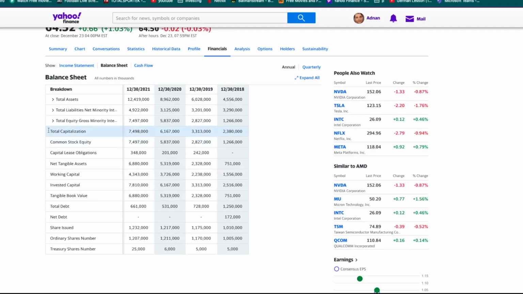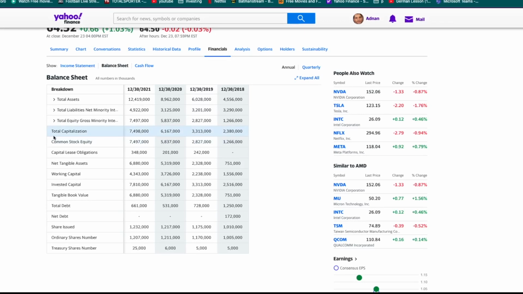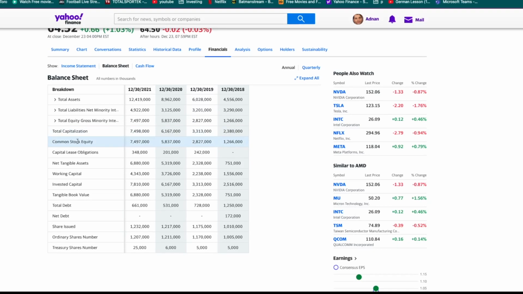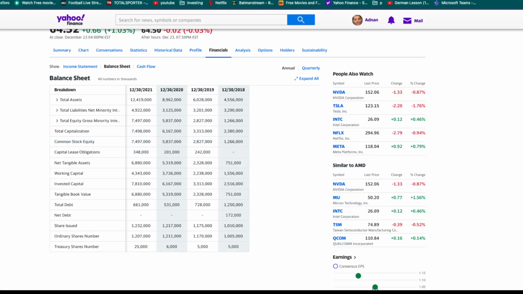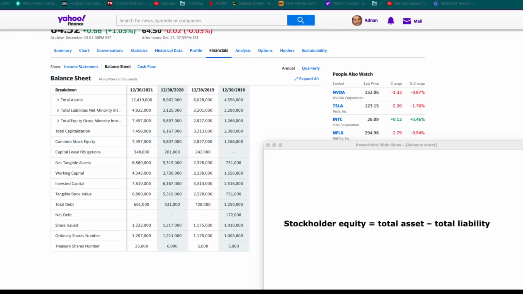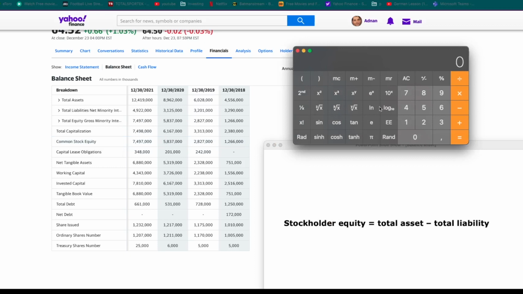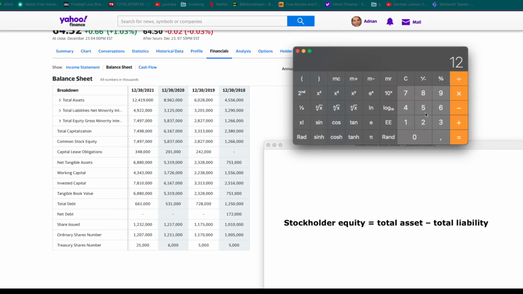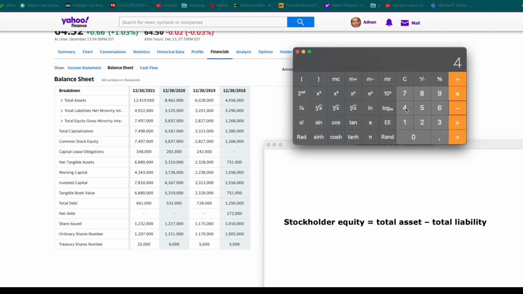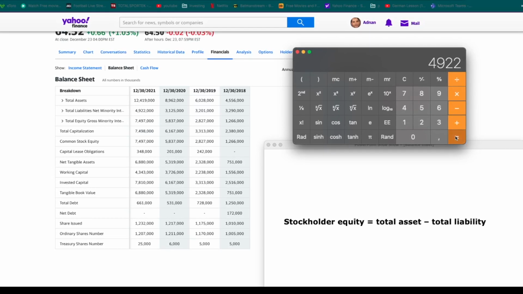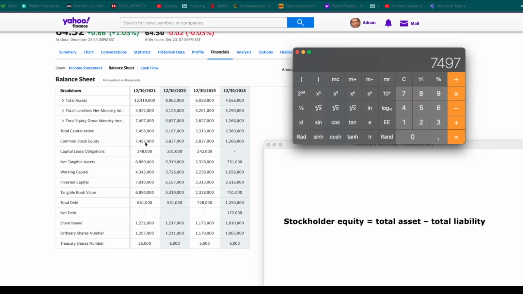There are different financial terms which investors talk about when describing a company, so let's describe them one by one. Total capitalization we'll discuss later. First, let's go through the common stock equity, which has the definition of total assets minus total liabilities. If you take the total assets, which is 12419, and subtract the total liabilities, which is 4922, you would end up with the common stock equity of 7497.